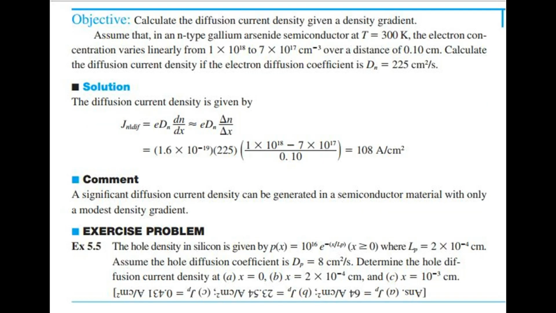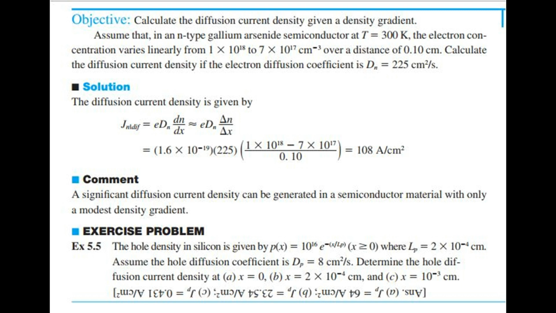Objective: calculate the diffusion current density given a density gradient. Assume that, in an n-type gallium arsenide semiconductor at temperature T = 300 kelvins, the electron concentration varies linearly from 10^18 to 7 × 10^17 per cubic centimeter over a distance of 0.10 centimeter.